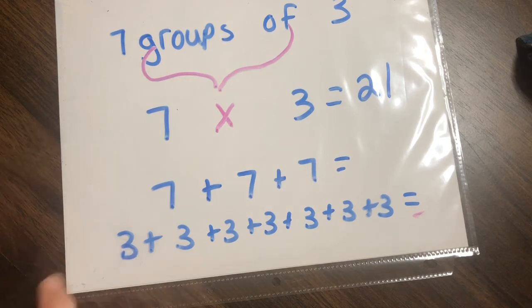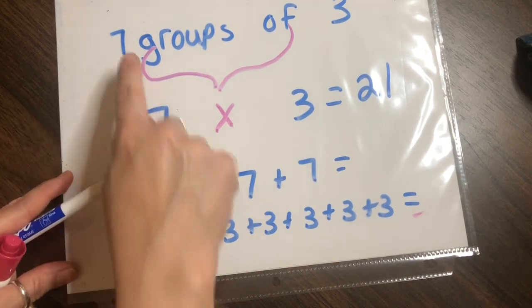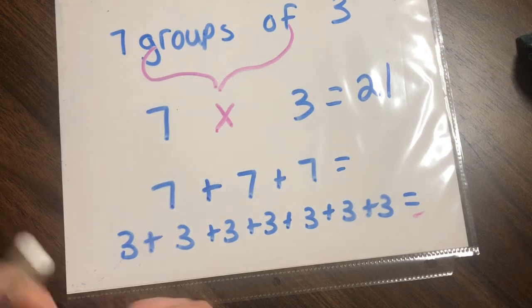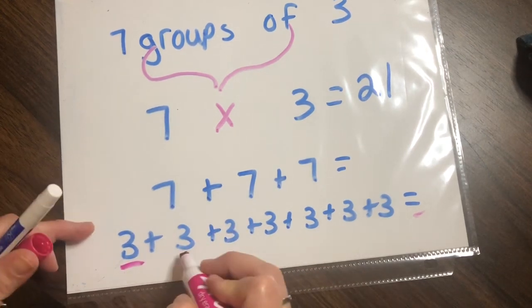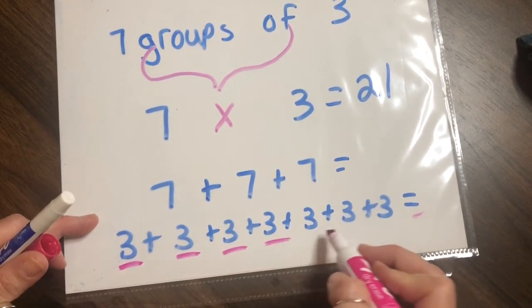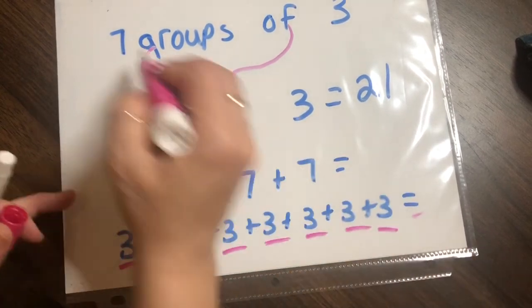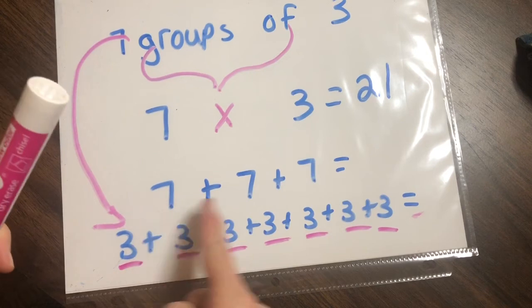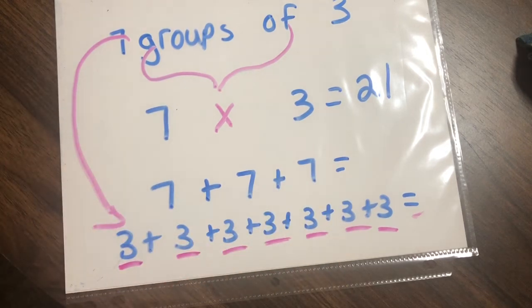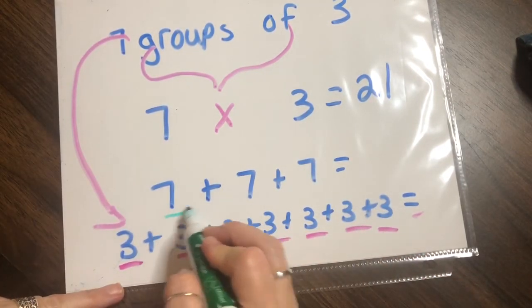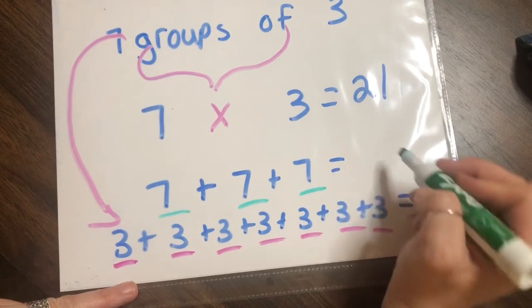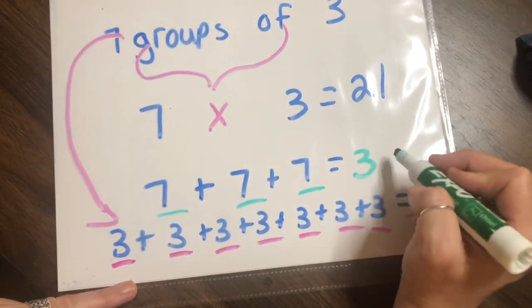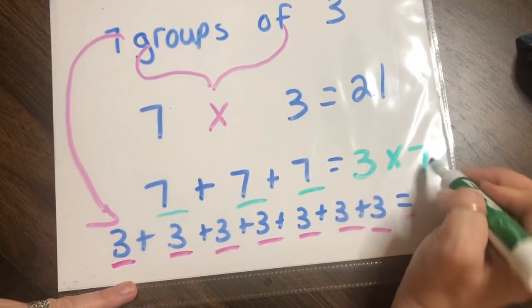Which one matches 7 groups of 3? Yes, third graders, it's this one because it's 7 groups of 3. Here's 1 group of 3, 2, 3, 4, 5, 6, 7. That's 7 groups of 3. What would this one match? 7 plus 7 plus 7. Go ahead and pause the video and tell your teacher. That's 1 7, 2 7, 3 7. So it's 3 groups of 7.